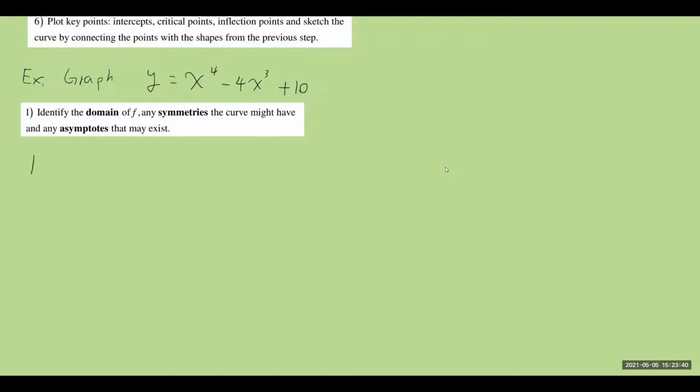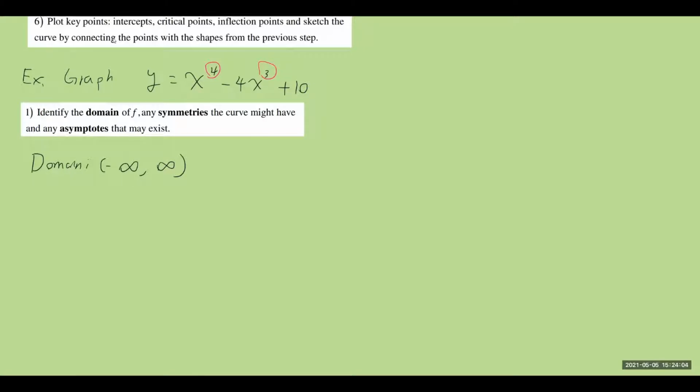Now that's a polynomial, right? So the domain would just be all real numbers, negative infinity to positive infinity. Now, do we have any symmetry? We can check using even or odd functions, but in this case, we can see that we have both even and odd powers. So it is neither even nor odd. That means it's not going to have any symmetries.